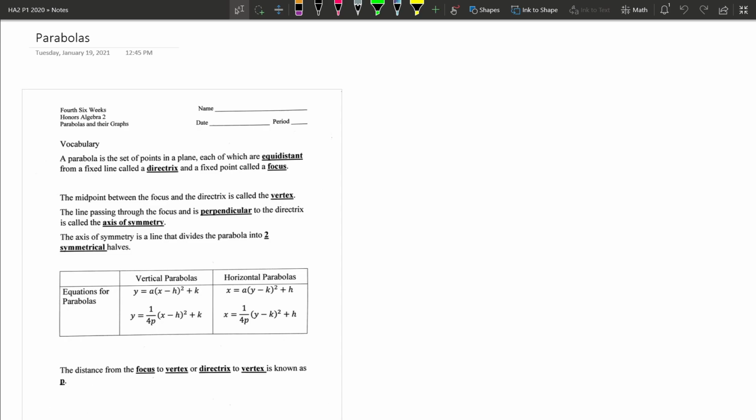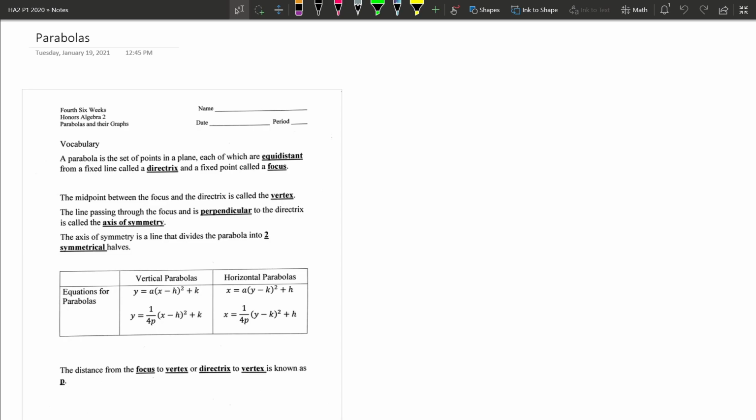So the big difference here is when we're talking about this stuff, we can look at both vertical and horizontal parabolas. So we could talk about functions, which are going to be the vertical, the up and down opening. We could talk about parabolas that are not functions, which is the ones that open side to side. Okay, they are both allowed.